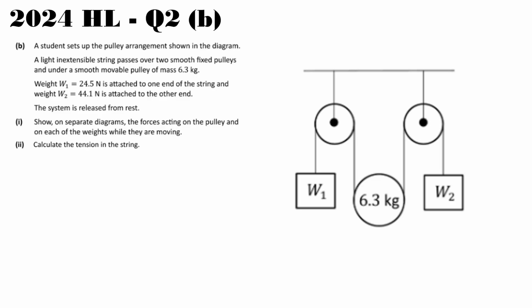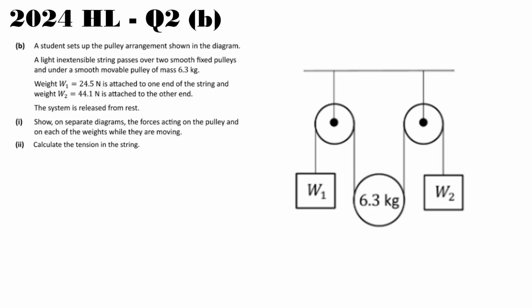So this is the question from the 2024 paper, question 2, part B. A student sets up a pulley arrangement shown in the diagram. A light inextensible string passes over two smooth fixed pulleys and under a smooth movable pulley of mass 6.3 kg. Weight 1 is equal to 24.5 newtons. It's attached to one end of the string, and weight 2, 44.1, is attached to the other end. The system is released from rest. Show on separate diagrams the forces acting on the pulley and on each of the weights while they are moving.